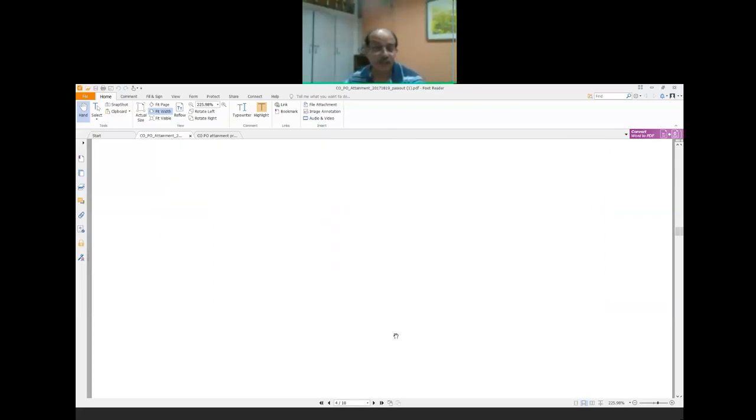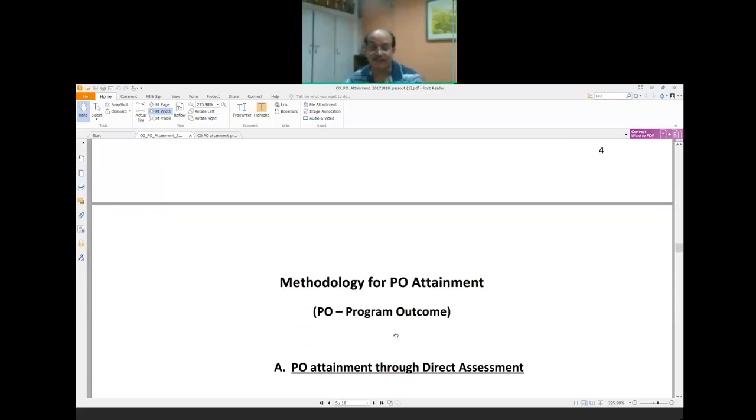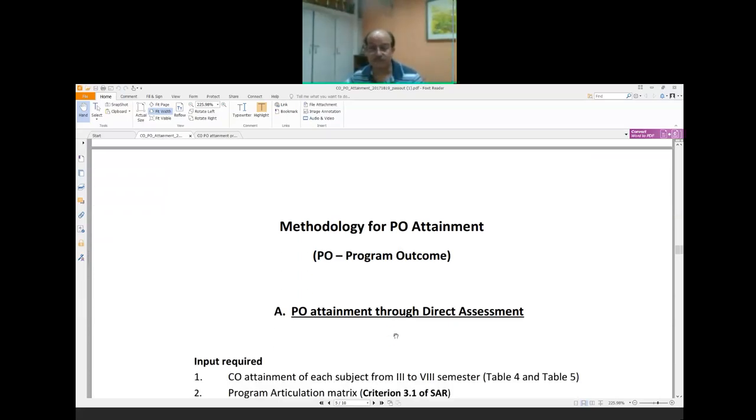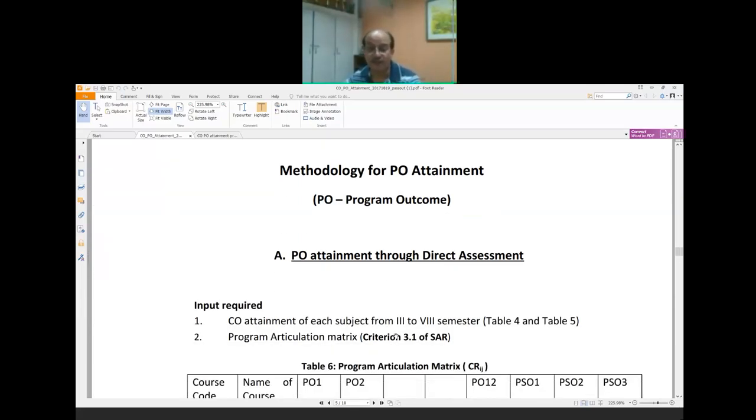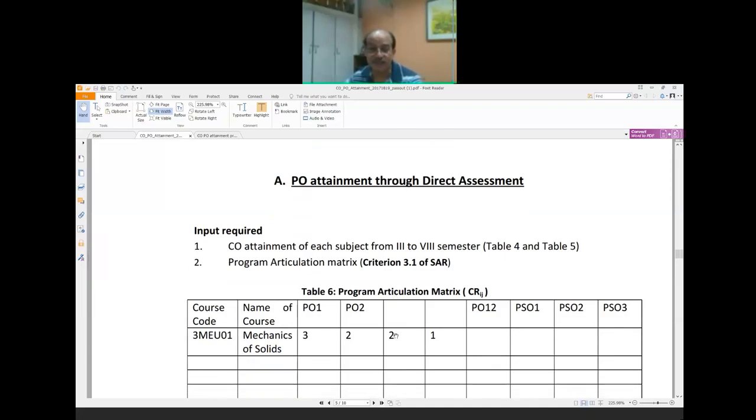And these CO attainment values, we use for getting the PO and the PSO attainment. Now we have got a methodology for PO attainments here. The attainment through direct assessment: let's say there is one course, with a CO attainment of each subject for this semester. For the program, we have got a program articulation matrix.